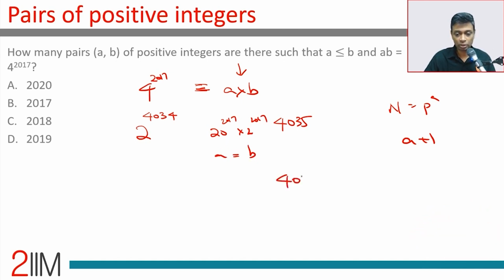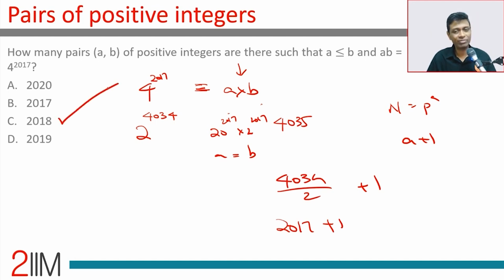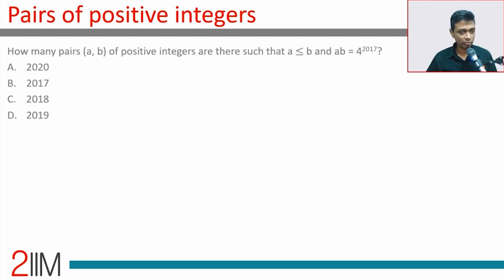Number of ways of doing this: 4034 by 2 plus 1. Remove this 2 to the power 2017 factor. Keep it aside. Remaining, divide by 2, so 2017 plus 1, 2018. You know the formula for number of factors. Number of ways of writing it as a product of two numbers, which is writing down the answer. Nothing more here.